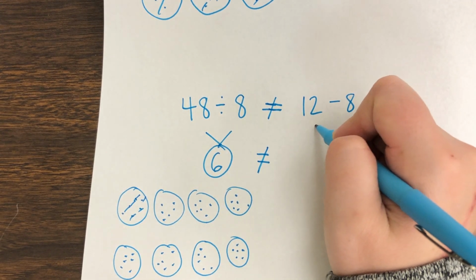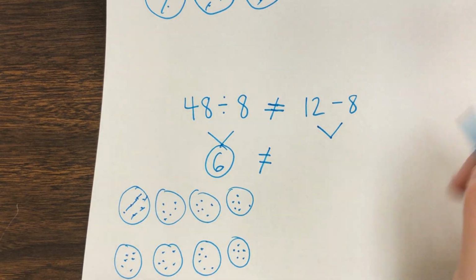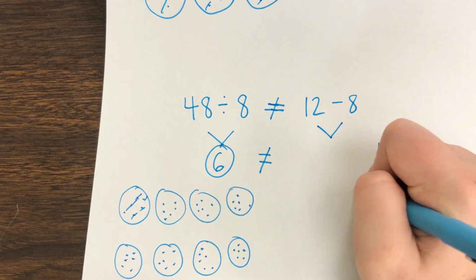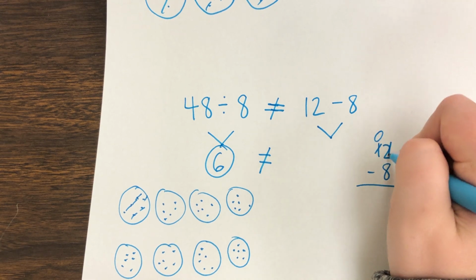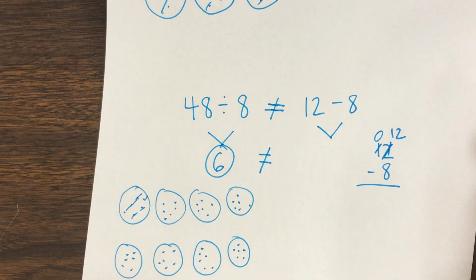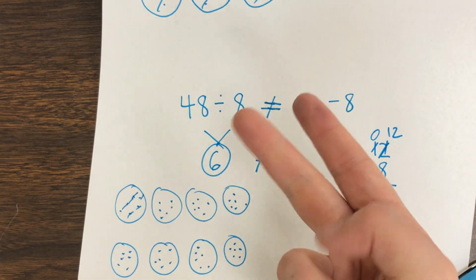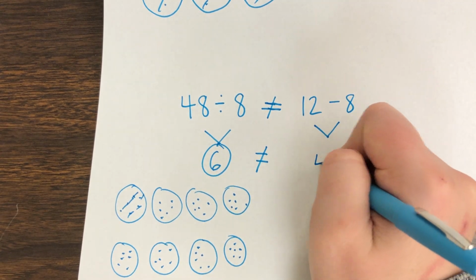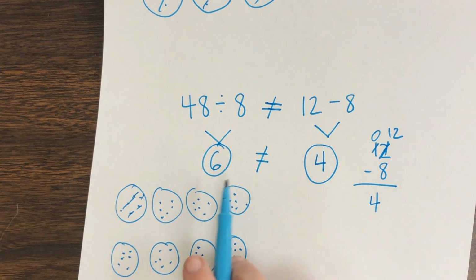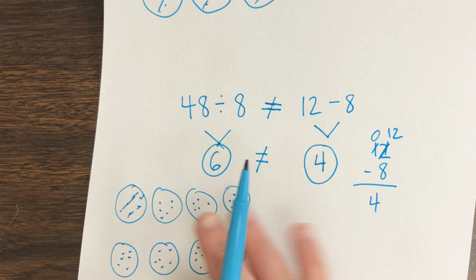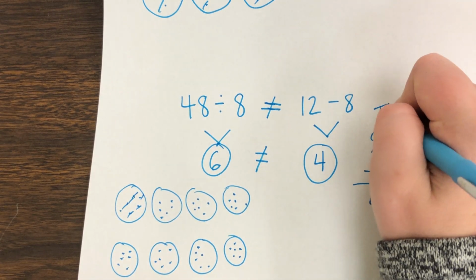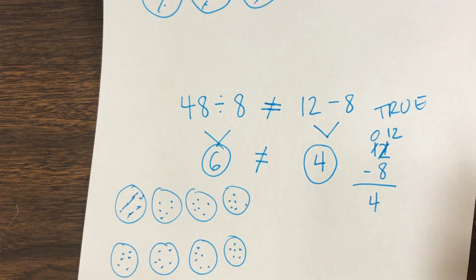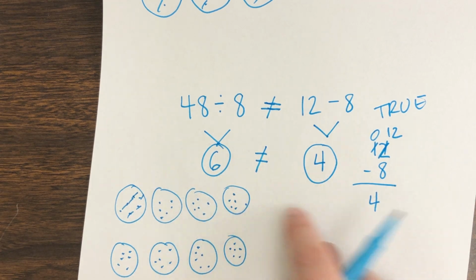And then we've got 12 take away 8. And if we write this like this, we're going to have to borrow and make that into 12. So either way, it's going to be 12 minus 8. Put 8 in your head, count up to 12. 8, 9, 10, 11, 12. Gives me 4. So this says that 4 and 6 are not equal. Are these numbers different? Yes. So this would also be true, okay? Because these are not equal to each other.